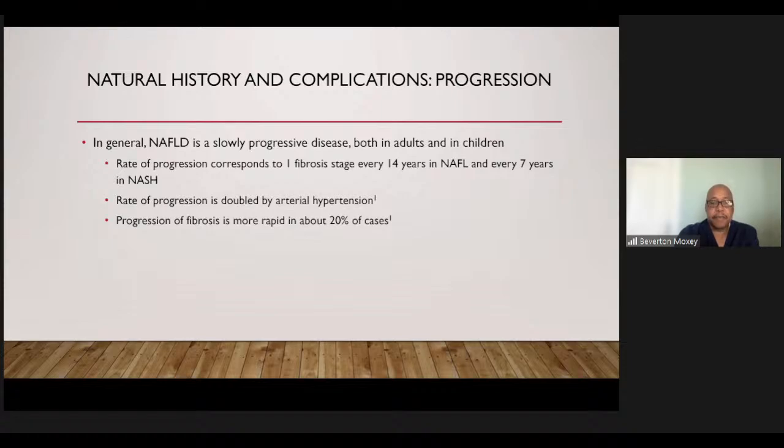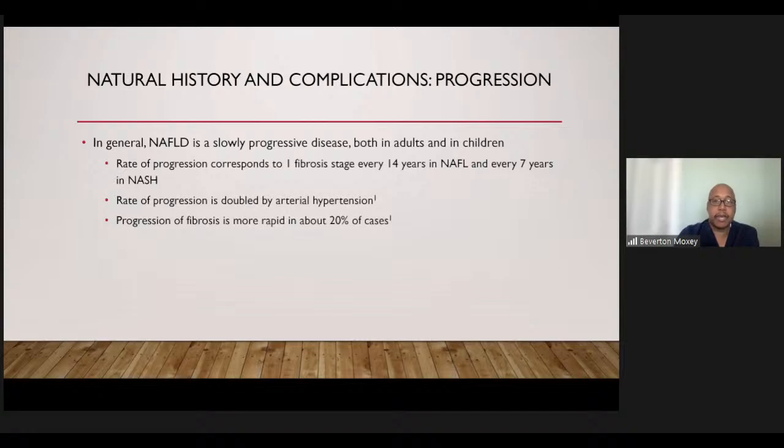So if you have a patient that's been diagnosed or has been shown to have evidence of non-alcoholic fatty liver disease on imaging, and you do absolutely nothing to treat that, within 14 years, they're going to be moving toward the stage of developing fibrosis. And if they've already progressed on to having NASH, then within 7 years, they're going to progress on to stage 1 fibrosis. This rate of progression is also further doubled in a patient that may have a coexisting diagnosis of hypertension. And the progression of fibrosis is more rapid in about 20% of cases.